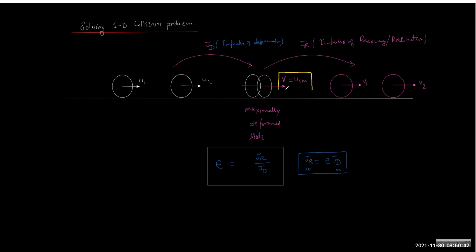So the common velocity which they attain in their lifetime in any collision for a two particle system. There will be one moment when both will move together with the same velocity, and we call it V equals V_CM. And why is it V_CM? Because of course V_CM is constant.